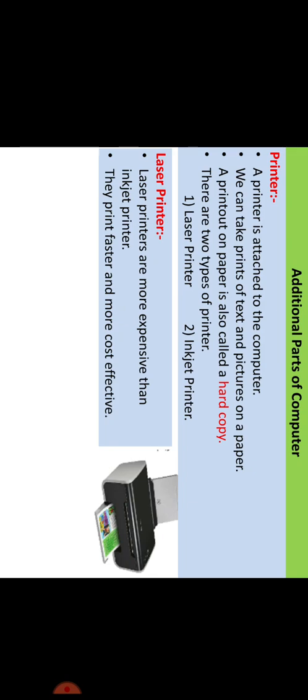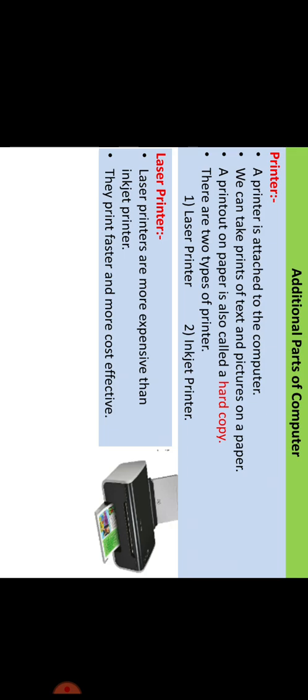More cost effective means it requires very small money. Means it requires very little color to print. So it is cost effective. It is a very fast printer. So this is about the laser printer. Laser printers are more expensive. More expensive means it requires a lot of money. So that's why it is called more expensive. And laser printer prints faster.